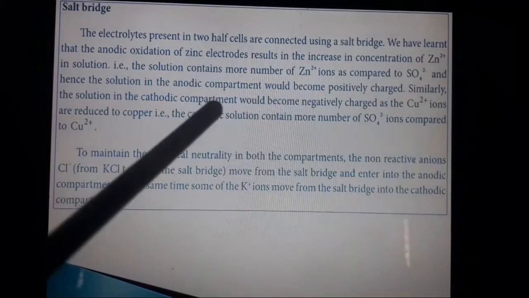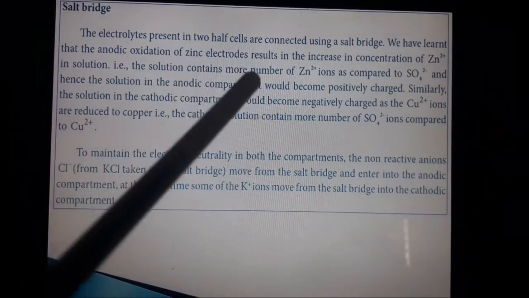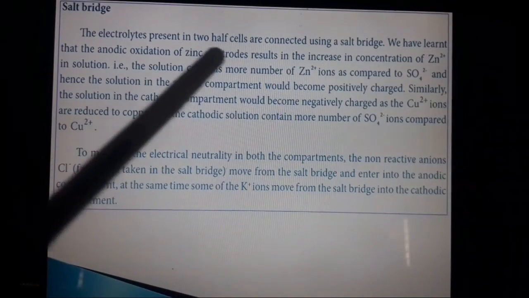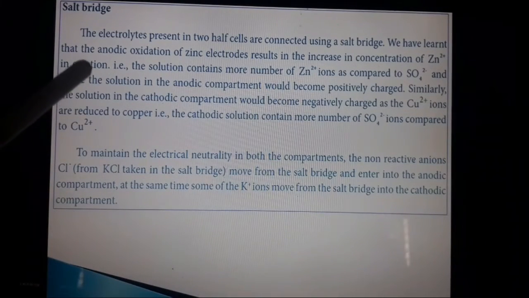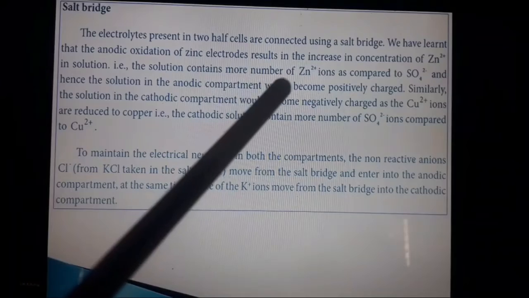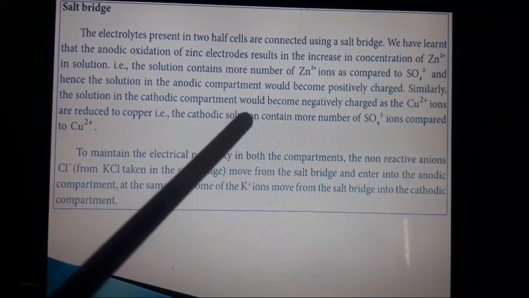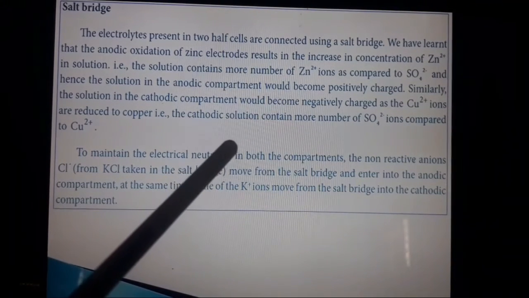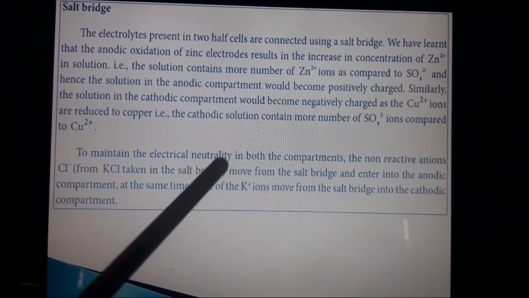Next, salt bridge. The electrolytes present in the two half cells are connected using a salt bridge. The anodic oxidation of the zinc electrode increases the concentration of zinc 2 plus ions in the solution. The solution contains more zinc. Zinc metal loses 2 electrons and changes to zinc 2 plus. They are already dipped in zinc sulfate solution, so zinc 2 plus ion is increasing.